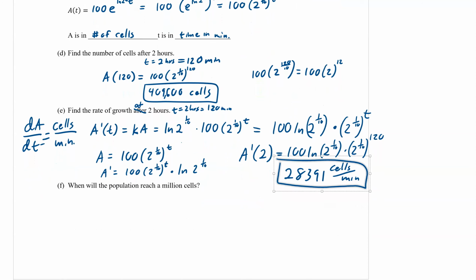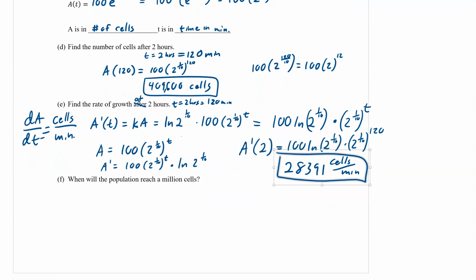So what's the question now? When will the population reach 1 million cells? Well, we already know 10 minutes later it's going to be at 800,000. So it should be around 130 to 140, somewhere in that range. So let's see what we get. Well, what we're saying here is our A is a million, so I'm going to put all the zeros in there like that.